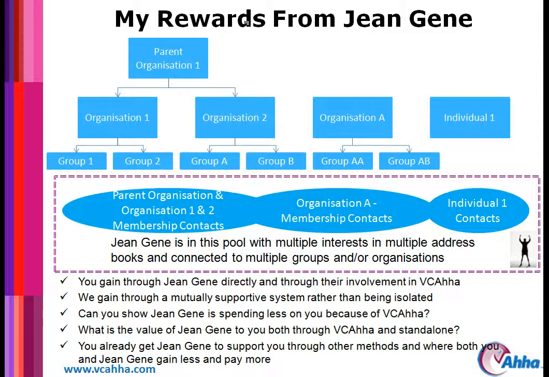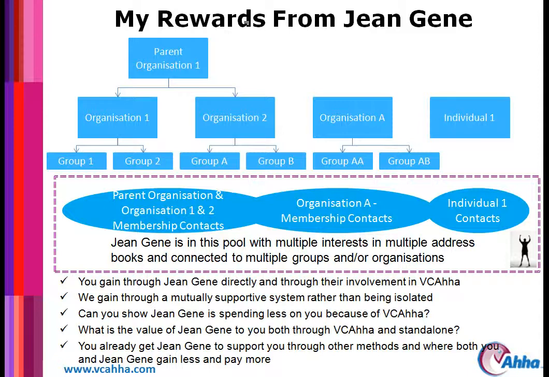We know that as a society and individuals, we gain through a mutually supportive system rather than being isolated. This is why we have families of all sorts of different types. This is why we form groups of all sorts of different types and flavours. And this is why when we get into disputes, we form alliances and all of those sorts of things. We do all this already.